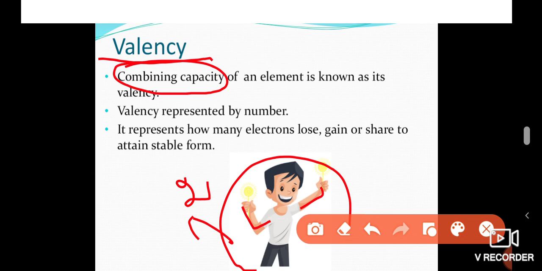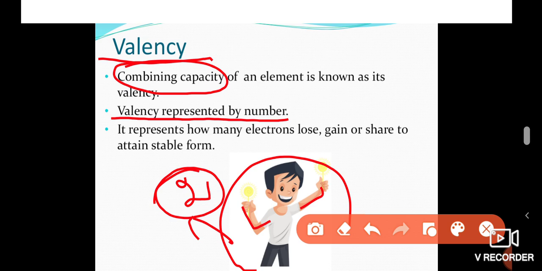That combining capacity is known as valency. So the combining capacity of an element is known as valency. What is the combining capacity of this boy? The combining capacity of this boy is 2. So valency is represented by a number. Here the combining capacity of the boy is 2, so it is represented by the number 2. Like that, the combining capacity of an element is also represented by numbers only.